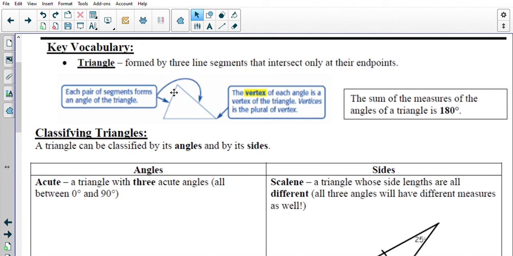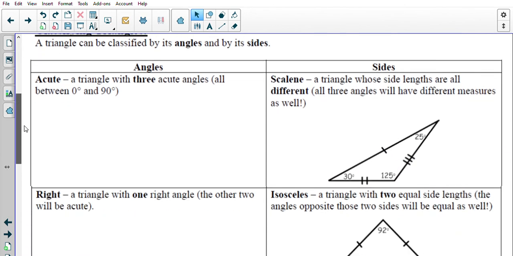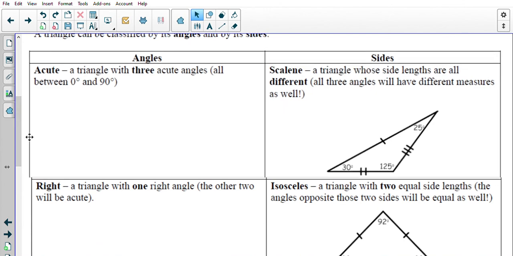There are ways to classify triangles, and we can actually give every triangle two names because we can classify triangles by both their angles and by their sides. So for angles, we can classify a triangle as acute, right, or obtuse.